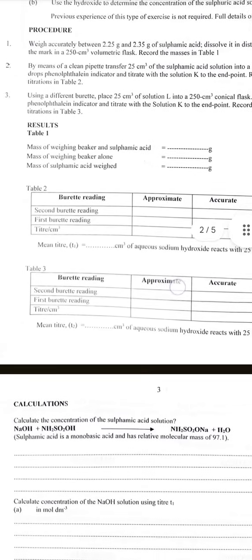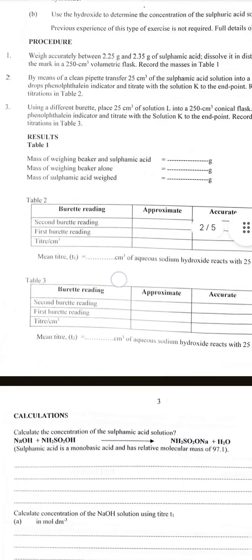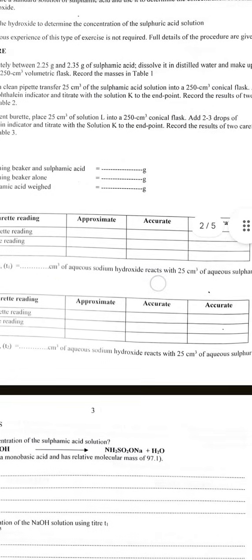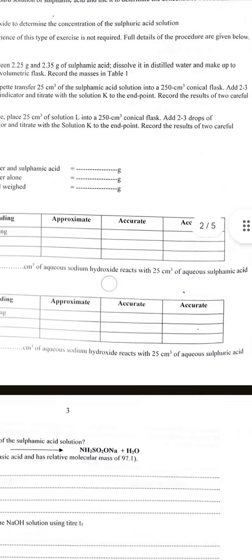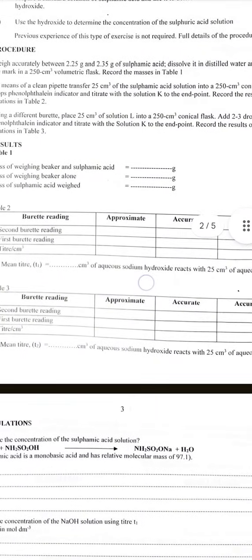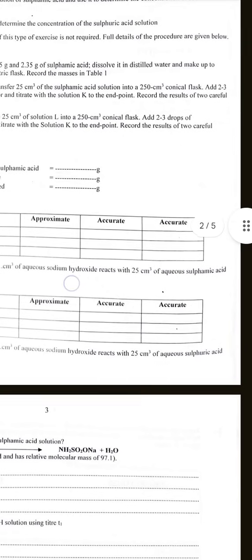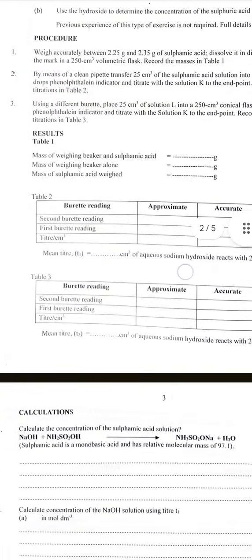Now let us go to the second instruction. By means of a clean pipette, transfer 25 cm cube of sulfamic acid solution into a 250 cm cube conical flask. Then add 2 to 3 drops of phenolphthalein indicator and titrate with solution K to the endpoint. Then record your results of 2 careful titrations in table 2.